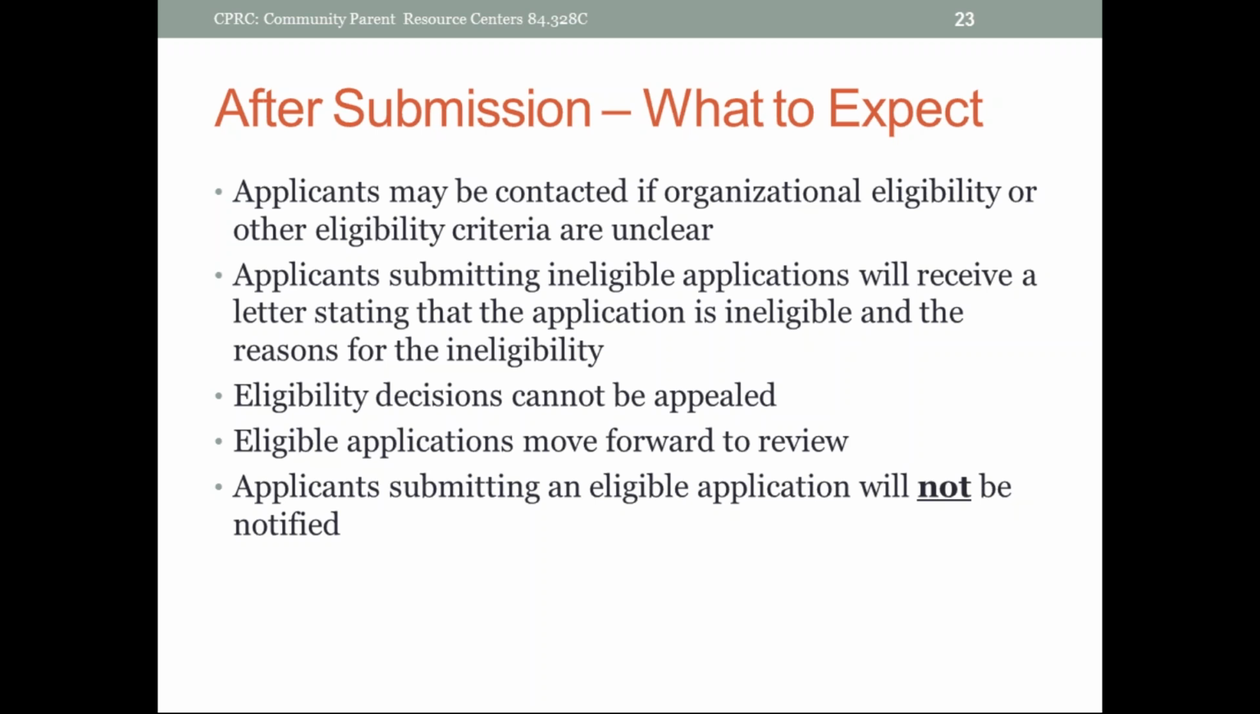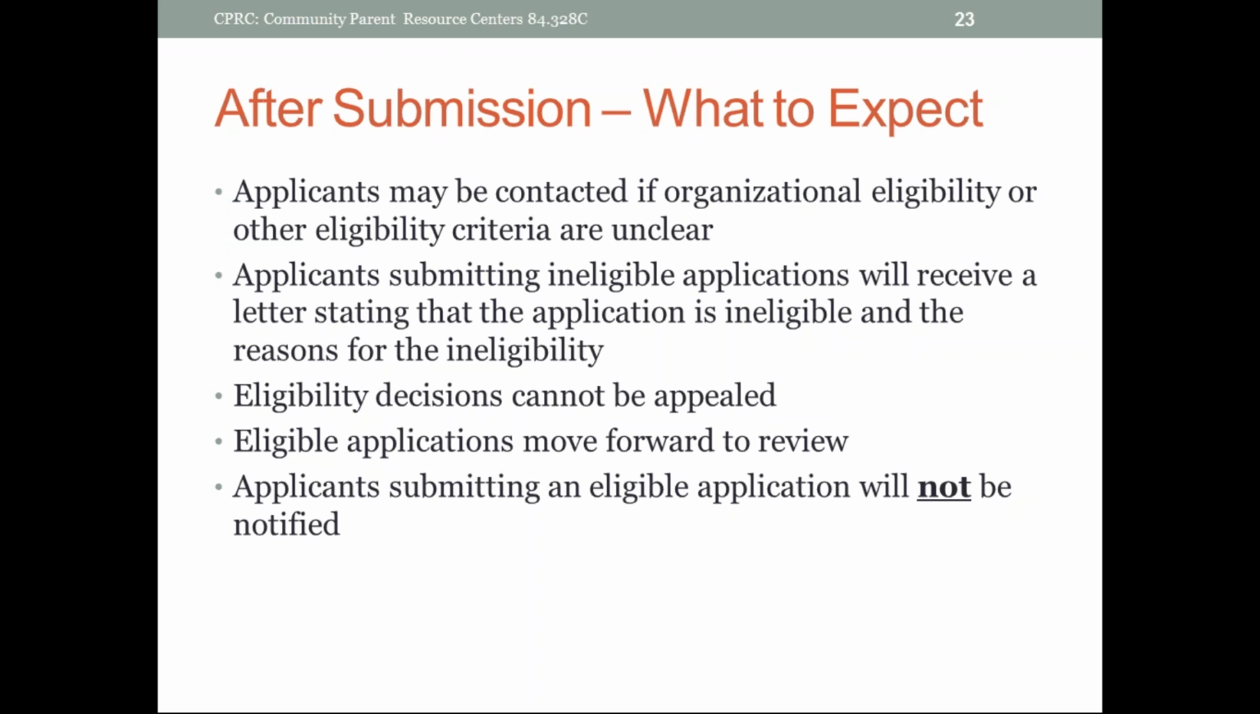If your application, even though it's gone through, is late, you'll be told it's late, and then you'll know it's ineligible. But even if it's late or it's ineligible for any other reason, you will get a letter from us sooner rather than later saying your application was ineligible and will not be reviewed by the review panel. In the letter we will tell you the reasons for the ineligibility. The eligibility decisions cannot be appealed, and only eligible applications will move forward to review.